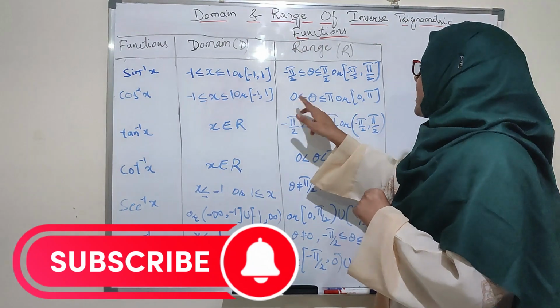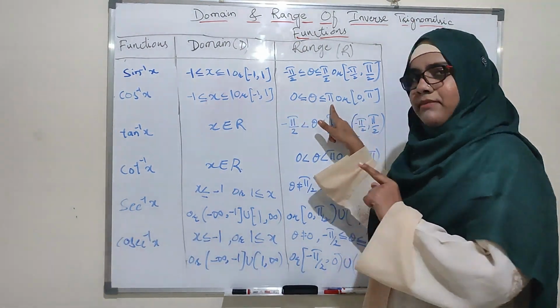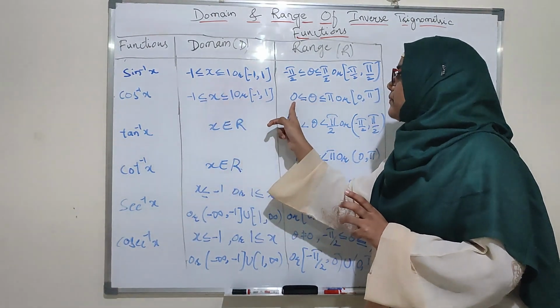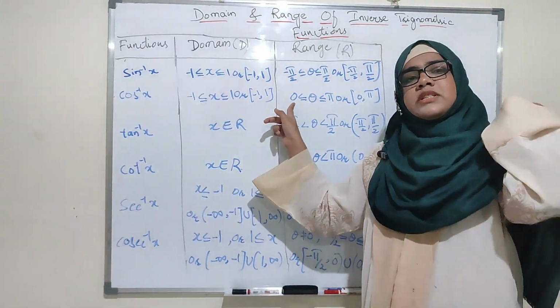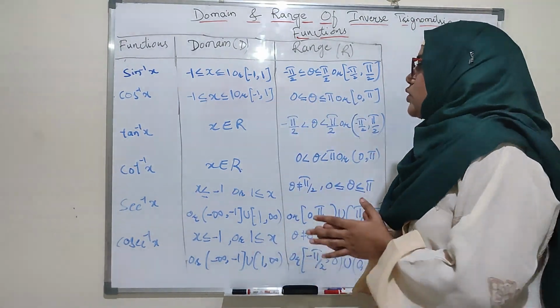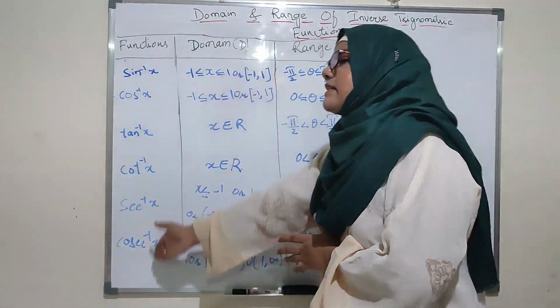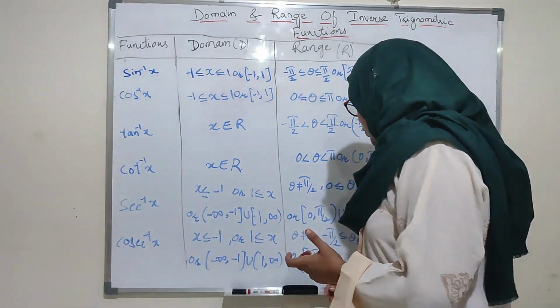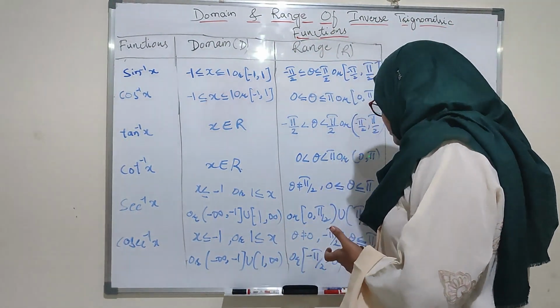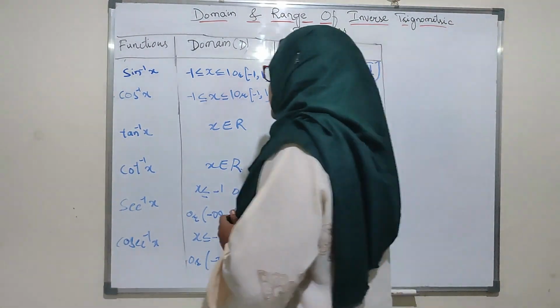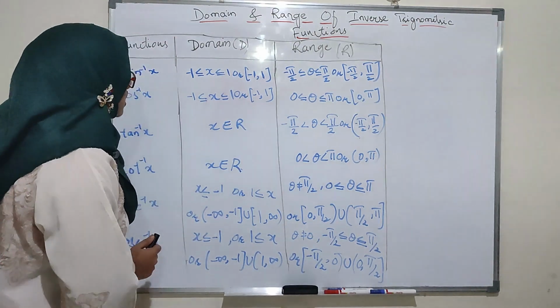And theta lies between 0 and pi, the closed interval 0 and pi, because cos inverse is defined for 0 to pi. That's why it lies between 0 and pi. So how to remember this table? I will show you one trick to remember these values of the inverse trigonometric functions.